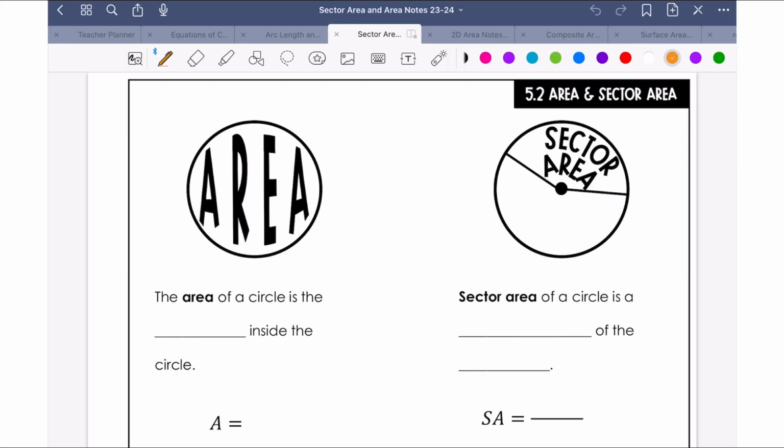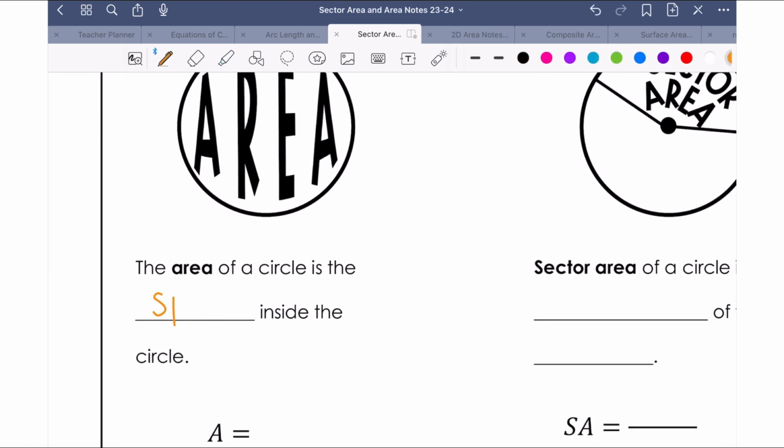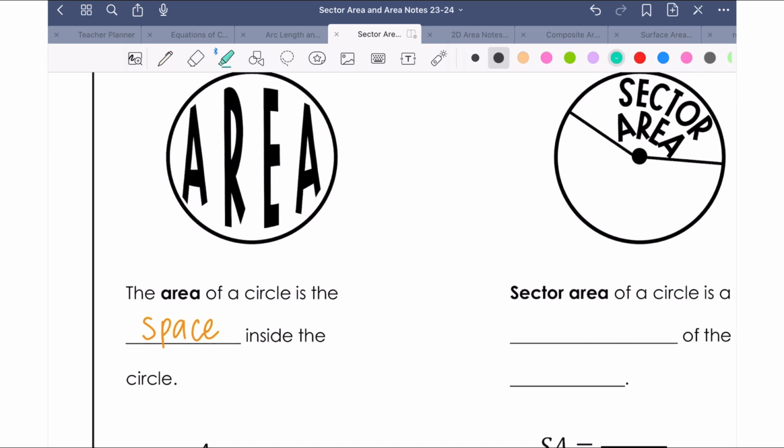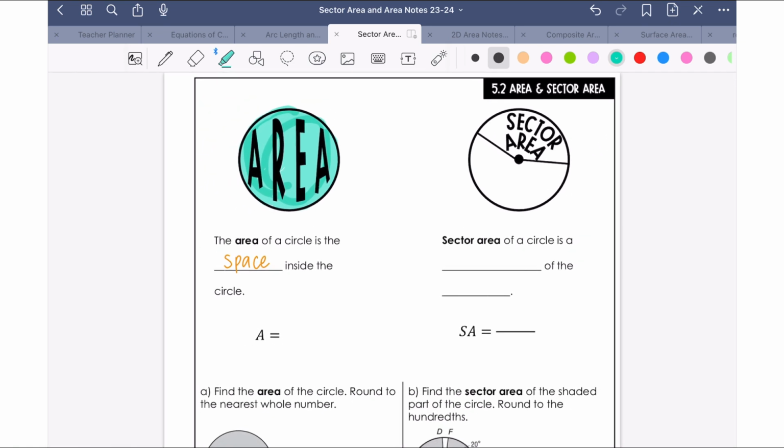Starting with area. Hopefully this one is just a review. The area of a circle is the space inside the circle. All the space inside. If you have a highlighter, I'm going to highlight where the word area is. Literally everything inside here. All this area. To find the area, we just follow the formula for it. I'm pretty sure some of you might remember it.